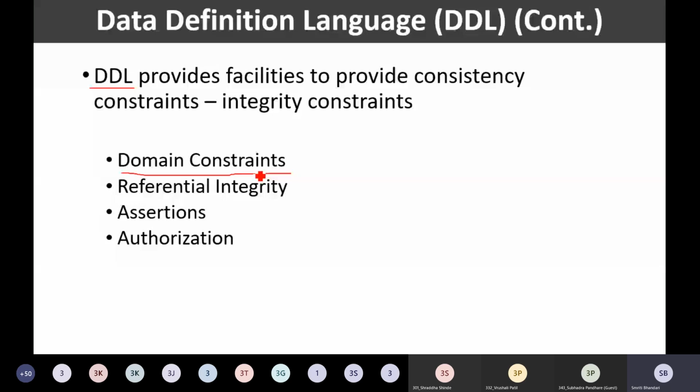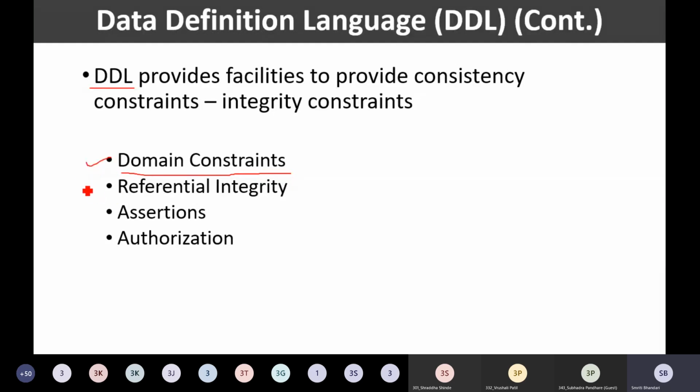Okay, and whenever I am inputting or modifying the data in my table, this domain constraint is always validated. It is checked automatically because we have imposed that integrity constraint while creating the table. So every time I am modifying or inserting data, these domain constraints are checked by my system. Okay, so that is one kind of constraint.